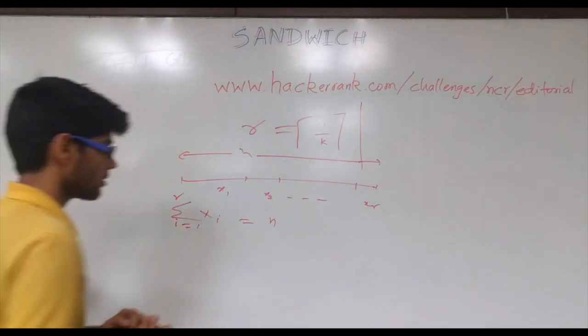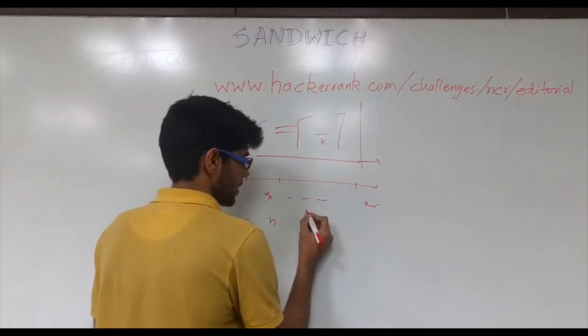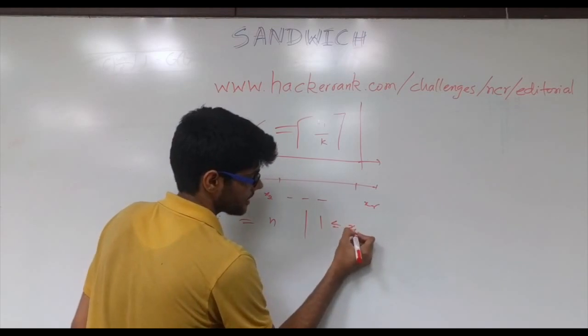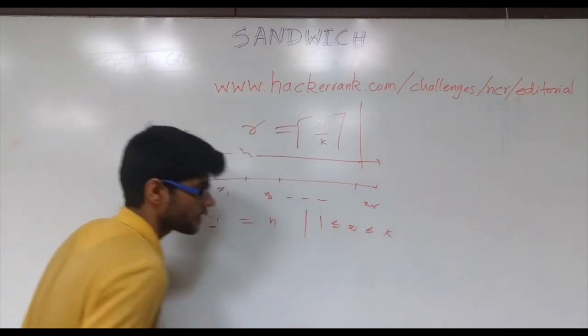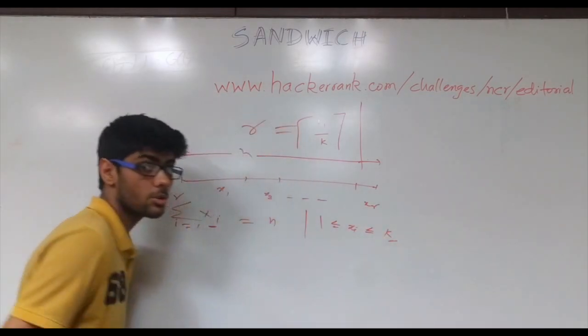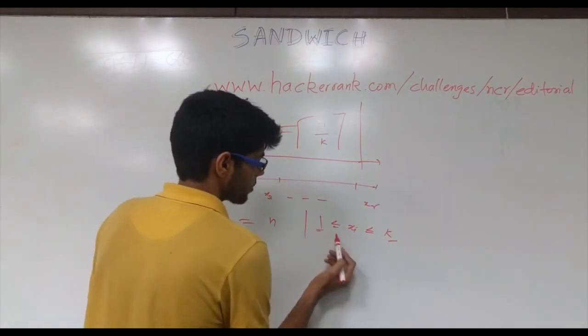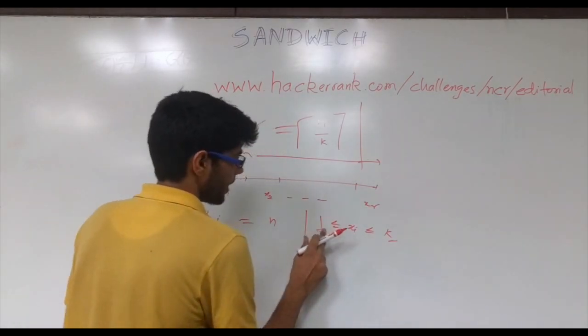The constraints on xi are that 1 <= xi <= k. The maximum length of a part should be less than or equal to k, and every part should have length at least 1. No part should be empty.